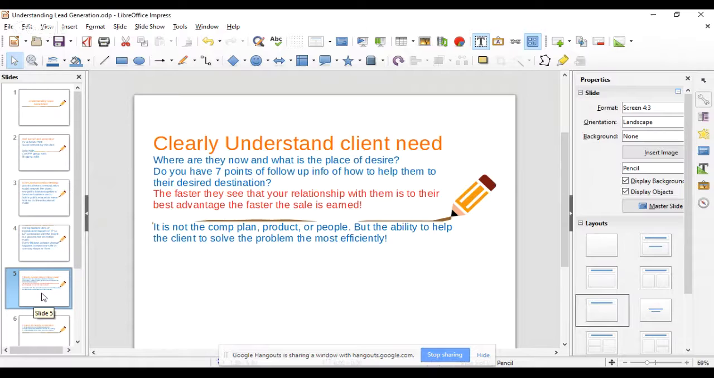Excuse me. So what would be your key to do that? Well, it's to clearly understand your client's needs. Where are they now? And what is the place of desire for them? Where are they at point A, and where would they like to be at point B? You see, you got to understand, when you can help them get to their point B and they recognize that you can actually help them get there, you can't stop them from wanting to follow you or join you. So I want you to recognize that.